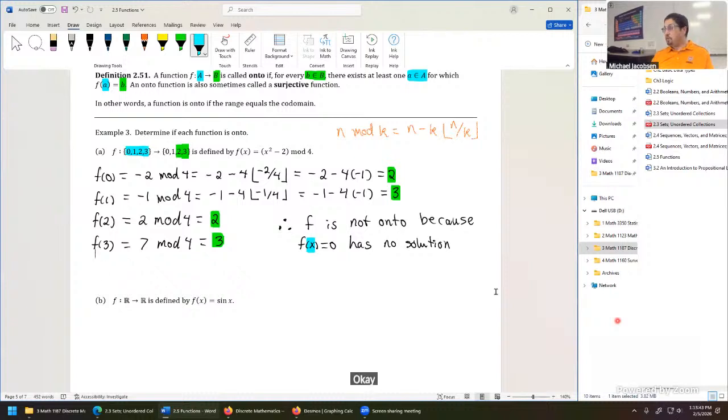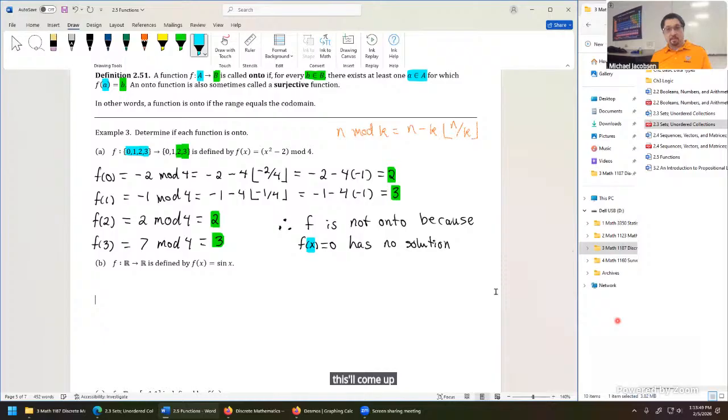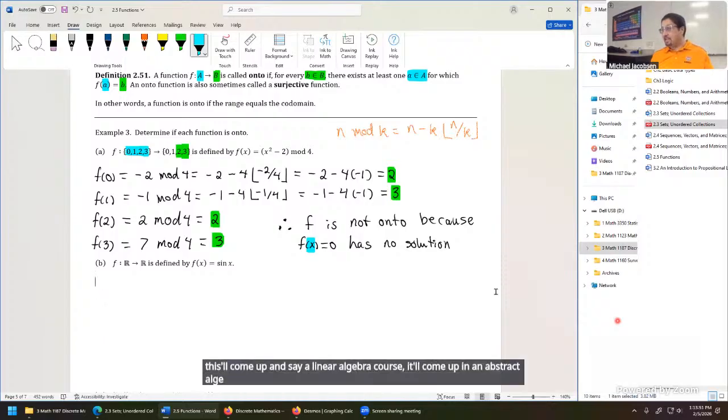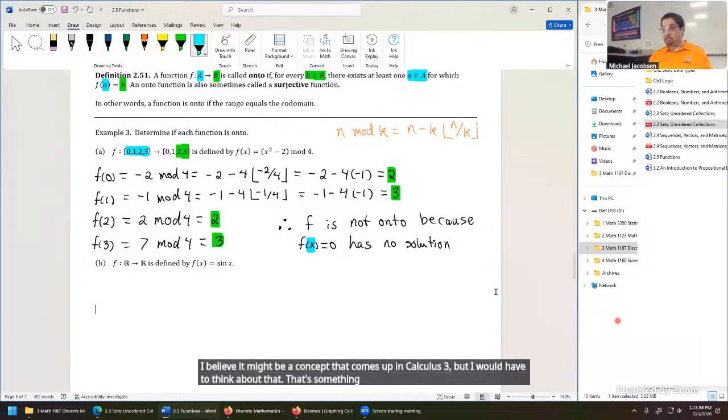Okay, onto, one-to-one comes up in lots of different kinds of contexts. This will come up in, say, a linear algebra course. It'll come up in an abstract algebra course. I believe it might be a concept that comes up in Calculus 3, but I would have to think about that. That's something I need to check out to be really sure about.